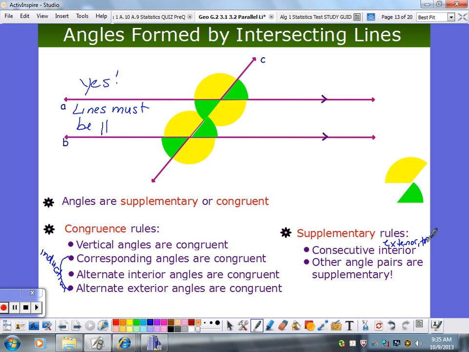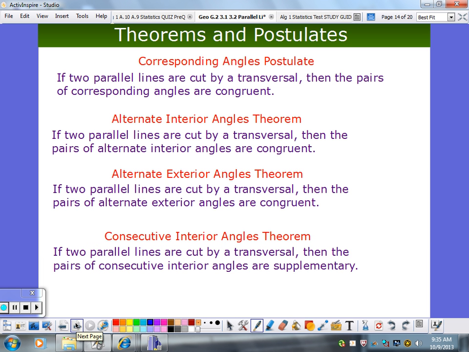So that's our choices. So we can find a lot of information while only being given one small piece of information. So just to go through the theorems and postulates that we have. So the corresponding angle postulate. Do we have to prove that one? Postulate? Remember, the postulates are ones that I don't know how to prove. We're just going to make that assumption. If two parallel lines are cut by a transversal, and again, they do have to be parallel, then the pairs of corresponding angles are congruent.